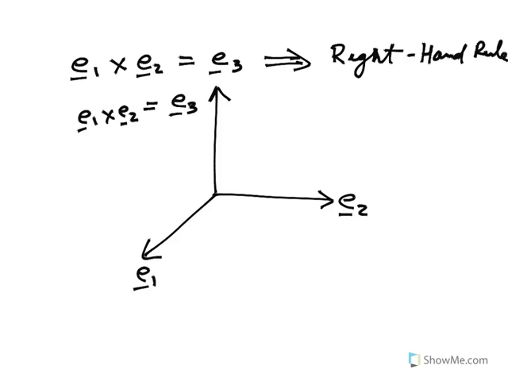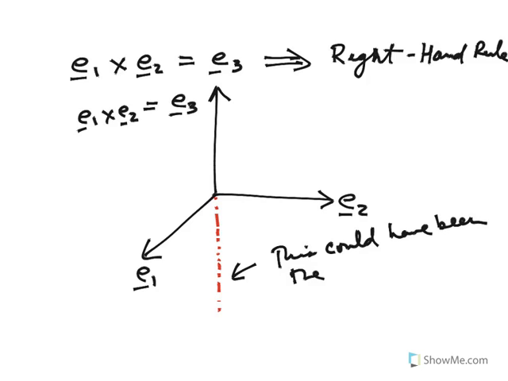There's a possibility here, without getting into a lot of details, that I could have picked this direction as my third direction. Let's put it in a different color, in red, and draw it as a dotted line. I could have chosen this direction, right? So this could have been the direction of E3.